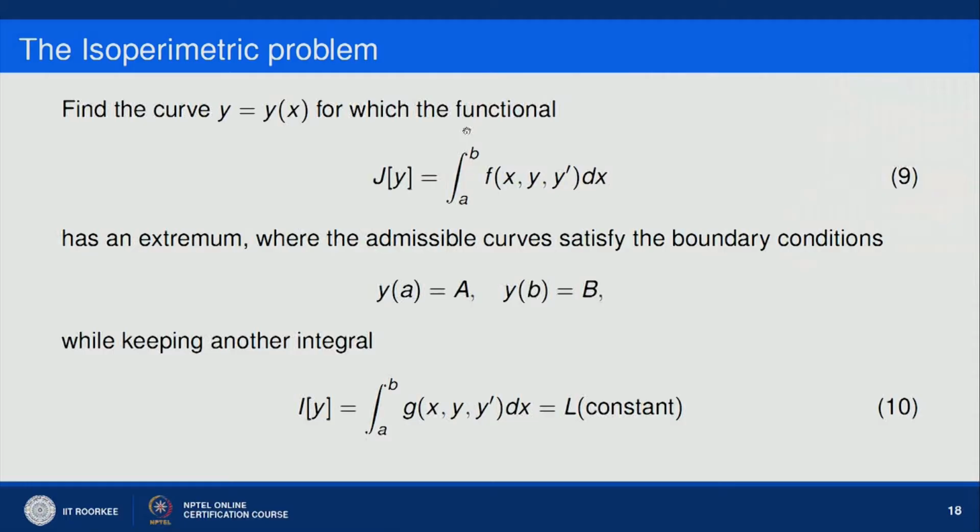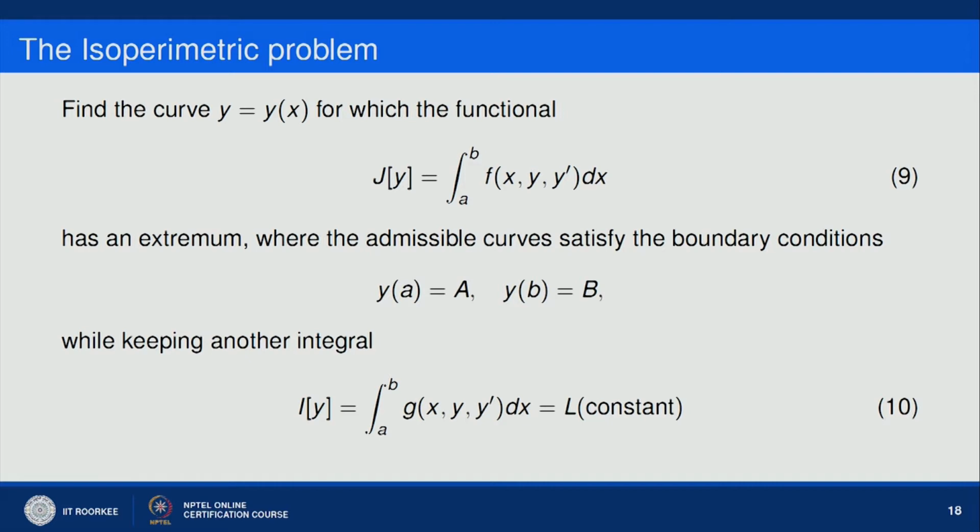What we have shown here is that we want to find the curve for which the functional has an extremum, and this extremal curve satisfies the boundary conditions y of a equal to capital A and y of b equal to capital B, and for this extremal curve y equal to y of x, another integral is kept at a constant value. So, in the previous lecture we have seen the working of this.